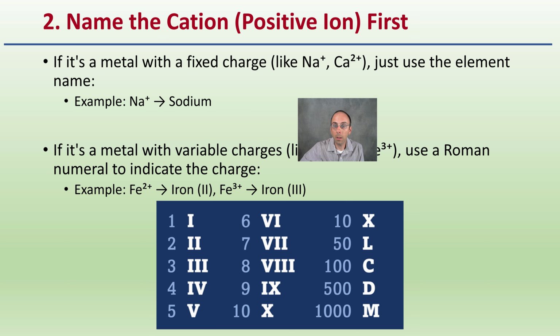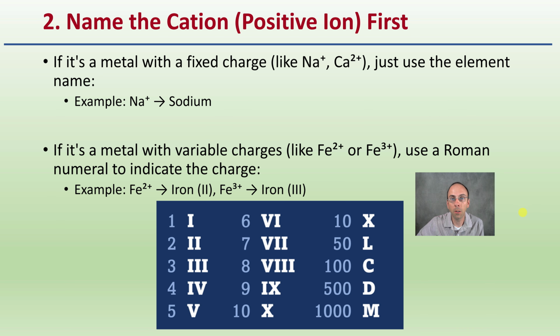So how do you go about naming? Well, step 2 of the naming, get ready to refresh yourself with Roman numerals. If it's a metal with a fixed charge, like sodium and calcium, you simply use the element's name. So Na+ is simply sodium. However, if it's a metal, particularly a transition metal with variable charges like iron, which could be Fe+2 or +3, you want to use Roman numerals to indicate the charge. So here's our example. Fe2 would be iron with the Roman numeral 2, and Fe3 would be iron with Roman numeral 3. So refresh yourselves with these, particularly 1 through 10.